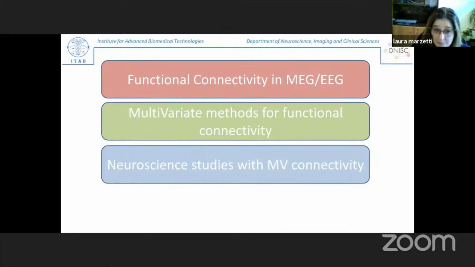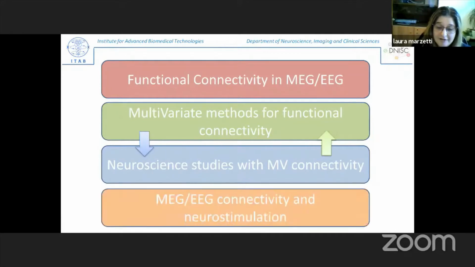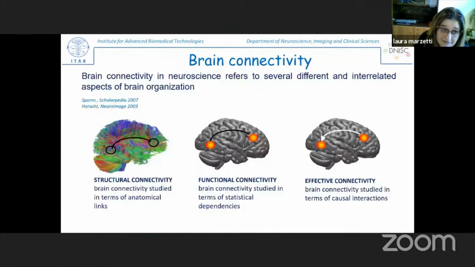And then these will be the methods used in some of our studies, and it will be an interleaved presentation between methods and applications. Finally, if I have time, I want to introduce some very recent work that we are doing in a framework of neurostimulation and connectivity.